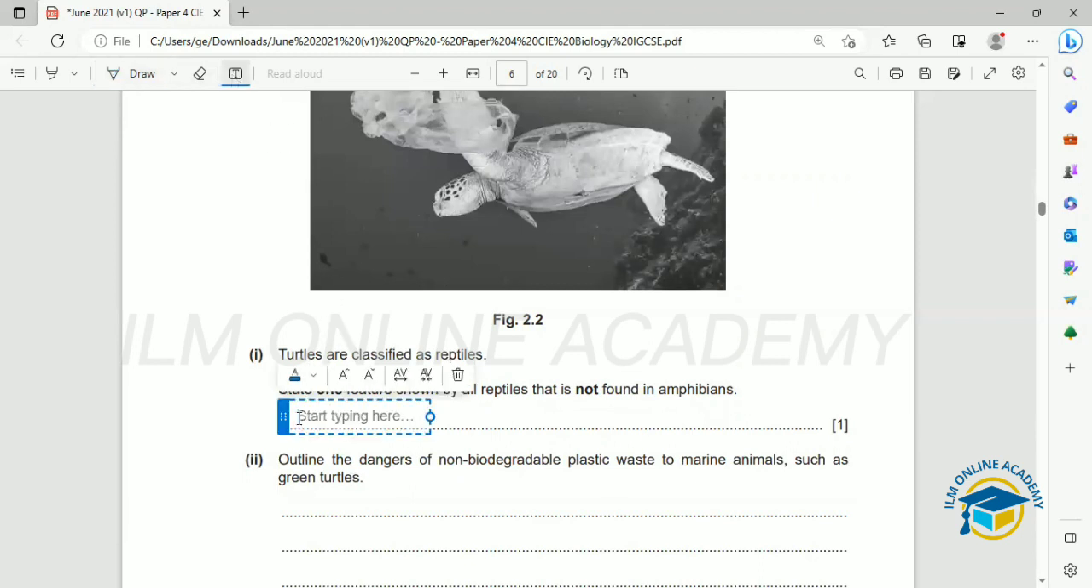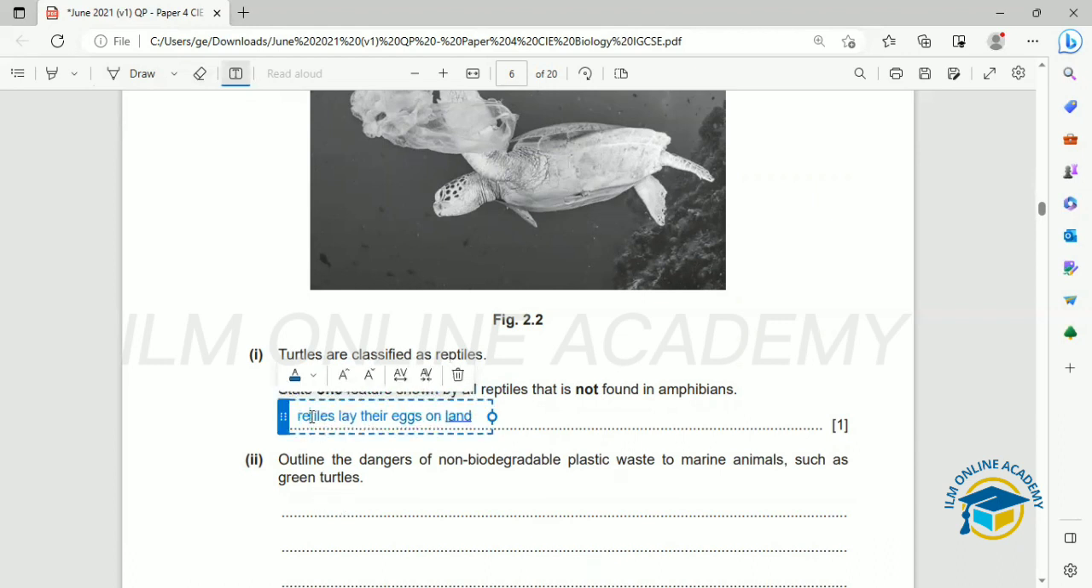Now remember that reptiles have a scaly skin, and amphibians have slimy skin, right? Then reptiles lay their eggs on land, and amphibians lay their eggs in water. So you can mention any of these. So, reptiles lay their eggs on land.